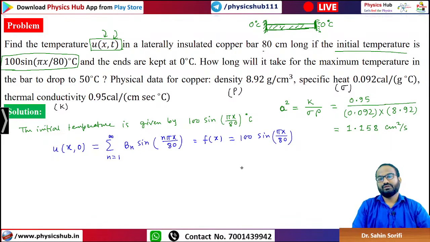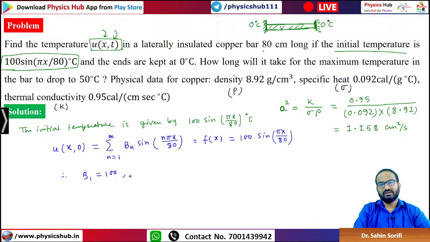Okay. So if you compare both sides, you see here only sin pi x by 80 is there. So what value of n is non-zero? We can say that pi x by 80 means n equals 1. So n equals 1 means b1. So we can write b1 is equal to 100. What will be b2? There is no such term like sin 2 pi x by 80 or sin 3 pi x by 80 or sin 4 pi x by 80. So b2, b3, b4, all of the coefficients will be 0.